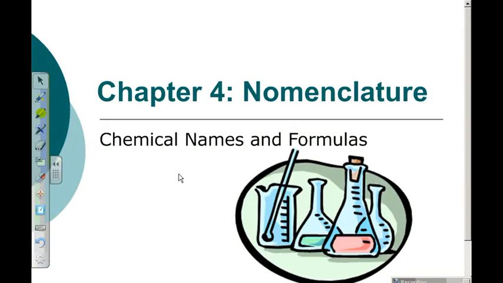Hello, chemistry students, and welcome to the first lesson in the unit on nomenclature. This is the process of writing chemical names and formulas. To complete this lesson, you should have your notes packet out because we'll be filling that in as we go. And of course, you should have a periodic table handy because we'll be referring to that.